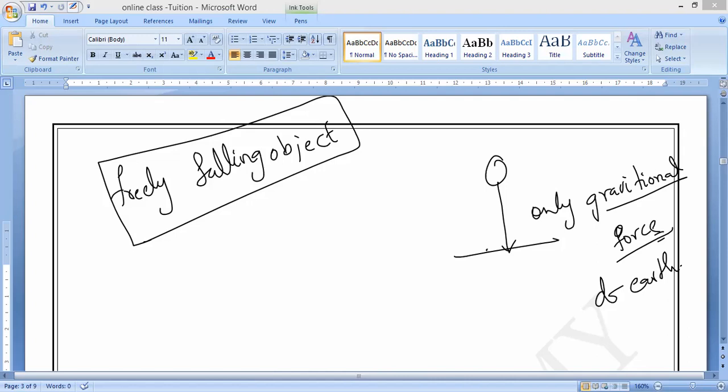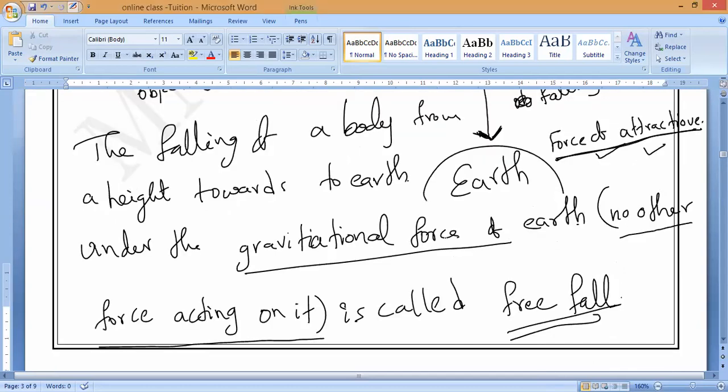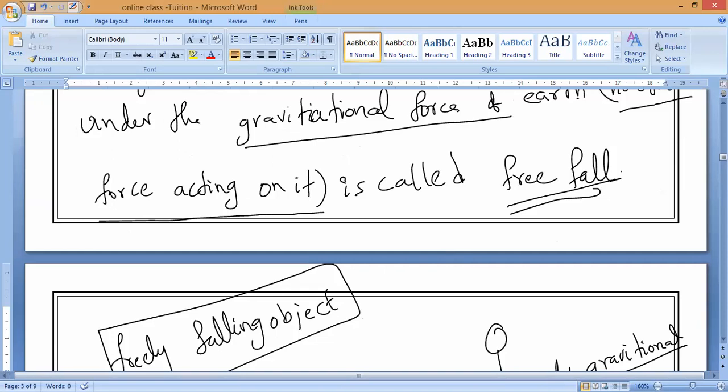Understand, guys? Acceleration of an object falling freely towards the earth does not depend on the mass of the object. What do you mean by that? Both are accelerating at the same rate. Same speed. That's how to write it.